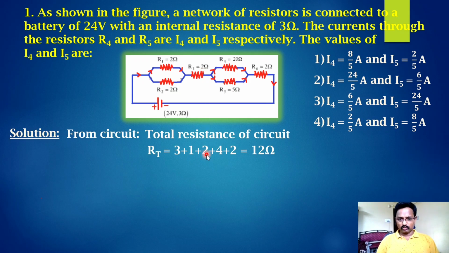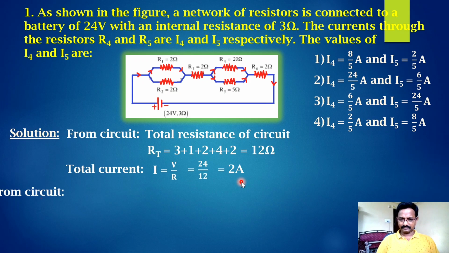Next is R3, 2 ohm. Next, R4 and R5 are connected in parallel. Their equivalent resistance is 4, and R6 is 2 ohm. So we got 12 ohm. Total current: from Ohm's law, we can write I is equal to V by R. Now substitute 24 volt in place of V and total resistance 12 ohm. So we got 2 ampere.